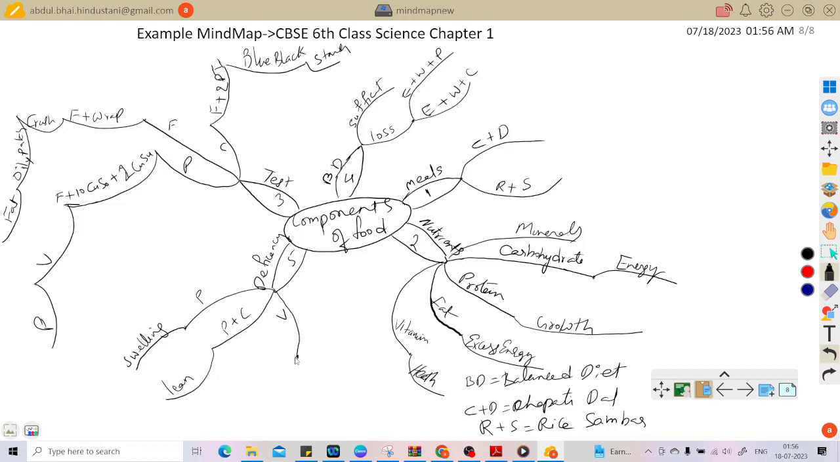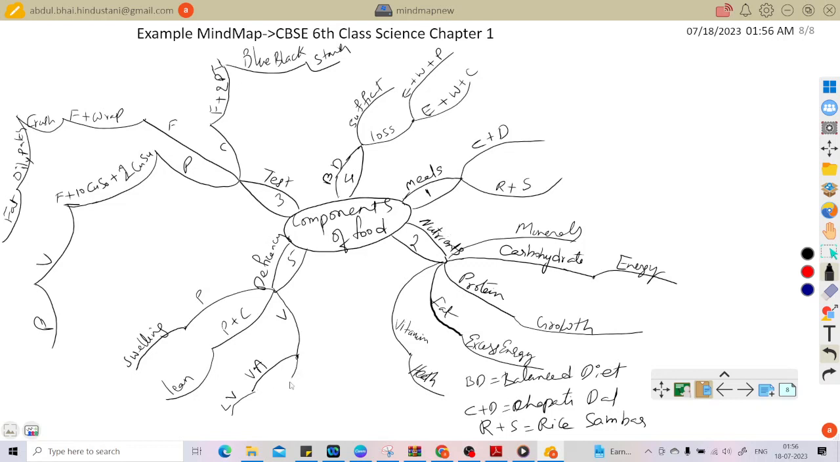And if there is a vitamin deficiency, what are the different types of vitamins? Their deficiencies, for example, vitamin A deficiency. I'll write it like this, V-A. It will result in the loss of vision.